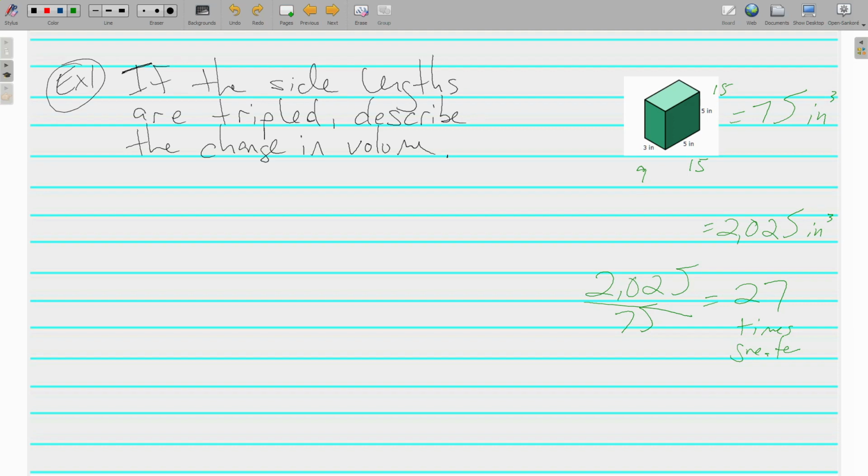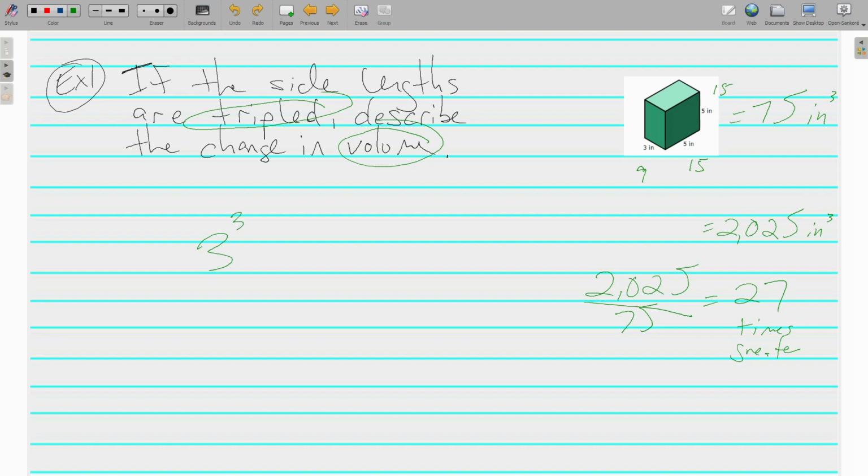Now, that's the long way to figure this out. Okay, remember what we saw on the last screen. The quick way, the easier way to figure this out is, what is our change in scale? Well, that's right here. All the side lengths are tripled, so that is going to be the base of our exponent. And because we are working with volume, that is a three-dimensional figure, that means our exponent is 3.